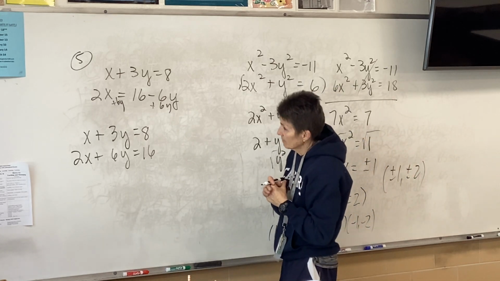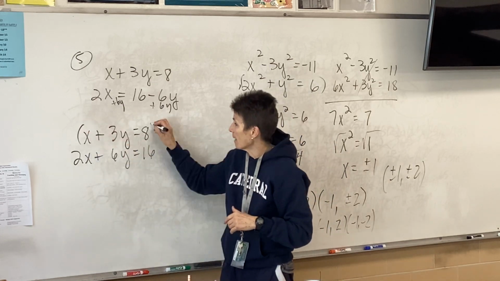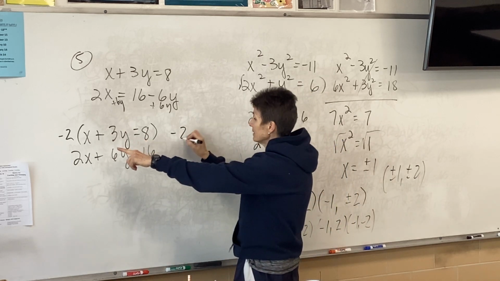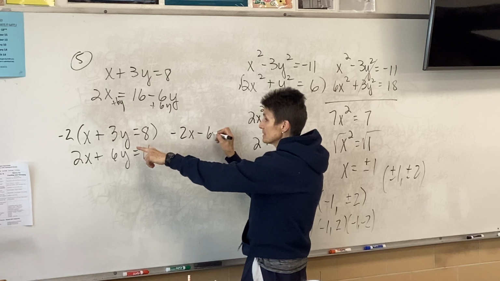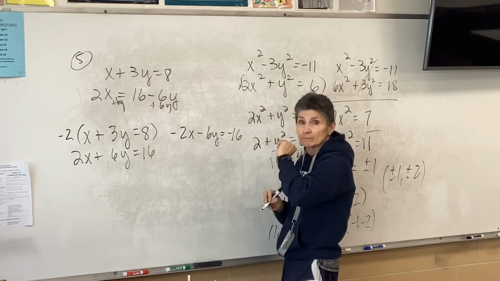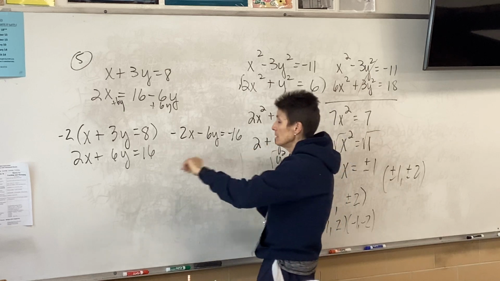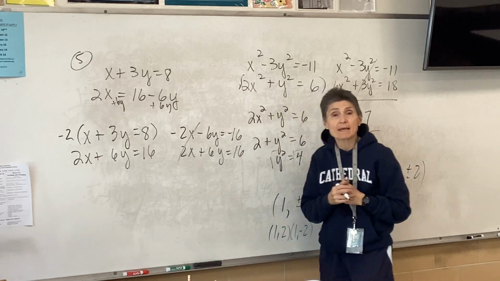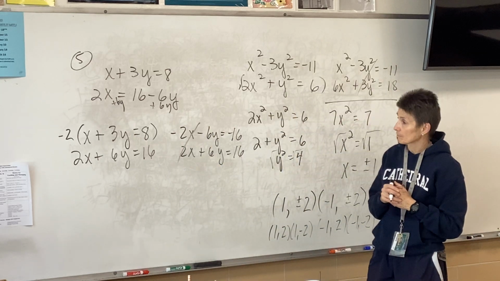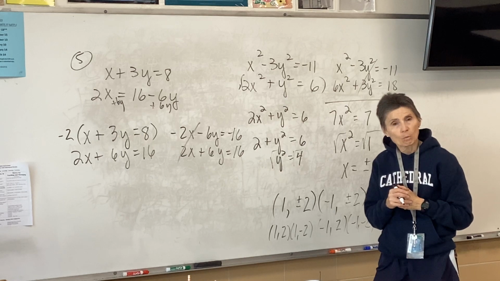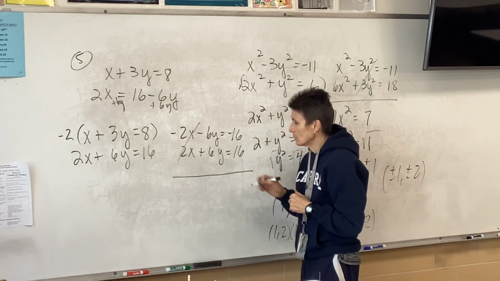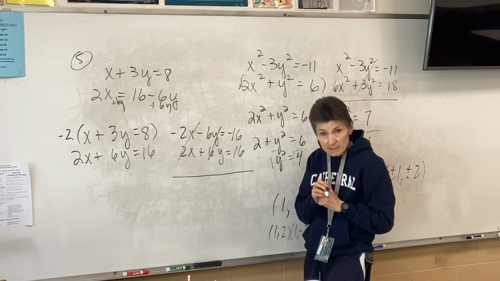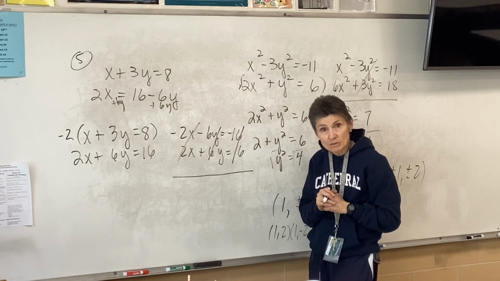Okay, so now I need to eliminate something. So maybe we'll multiply the top equation by -2. So all the way across, we'll have -2x, -6y, -16. And bottom equation, leave it alone. And I did that so that I would eliminate my x's. But what happened? Not only did we eliminate the x's, but we eliminated the y's, and we eliminated the numbers.